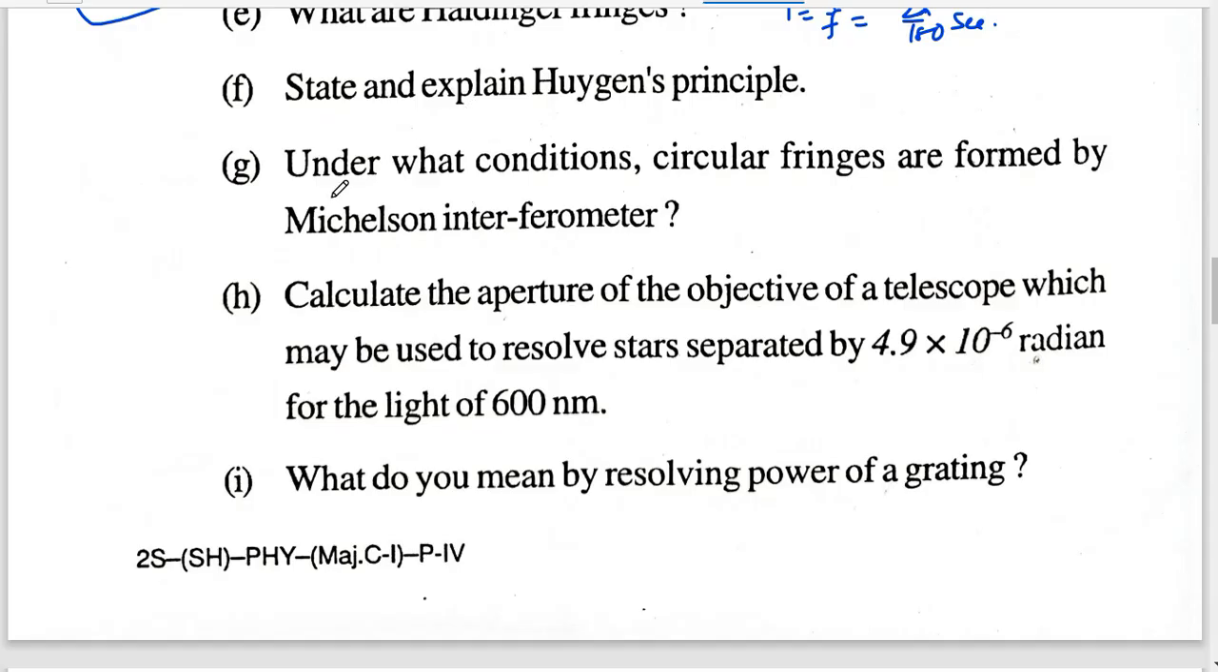Okay, next question: under what condition are circular fringes formed by the Michelson interferometer? The answer will be: when the two mirrors are almost perpendicular to each other and are positioned to form a wedge-shaped air gap. When the two mirrors, one mirror is this one and another is this one, are held perpendicular to each other, then in the Michelson interferometer we get a circular fringe.